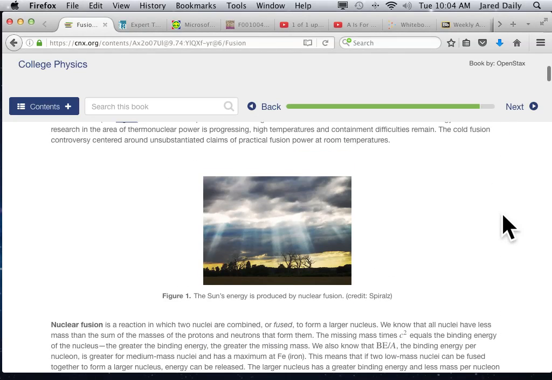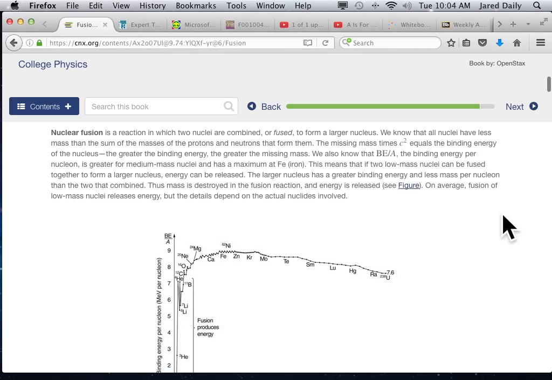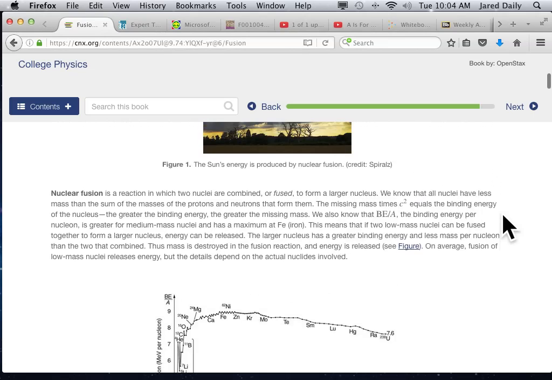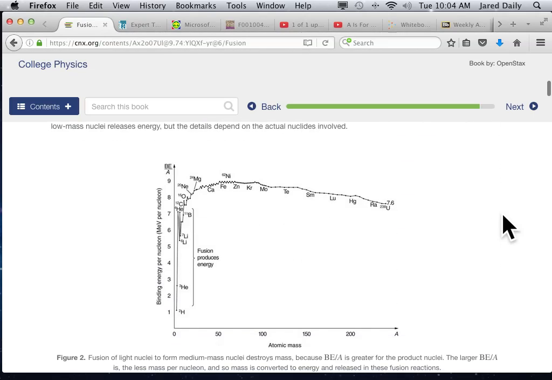But anyway. So now we're going to talk about nuclear fusion and nuclear fission.